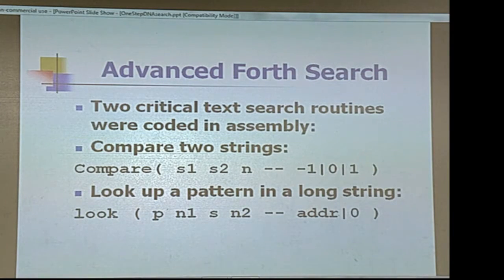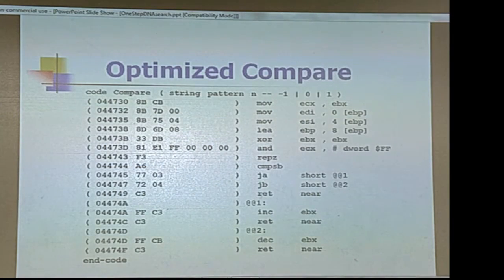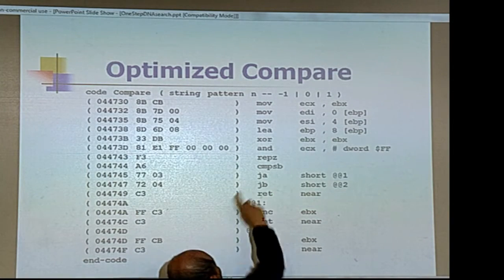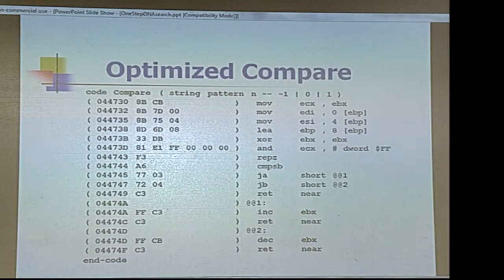So this is the optimized compare. The critical part is this instruction, compare SB. It compares string, compare byte string, okay? And it repeats itself with a repeat prefix. You just repeat the search until it finds a mismatch, and it will stop. Okay, so it would do all these things, and you just jump.